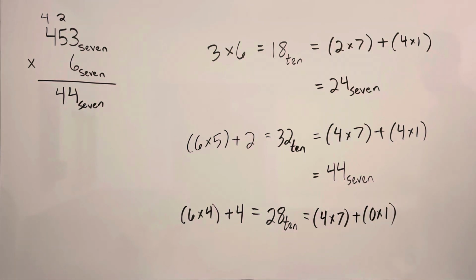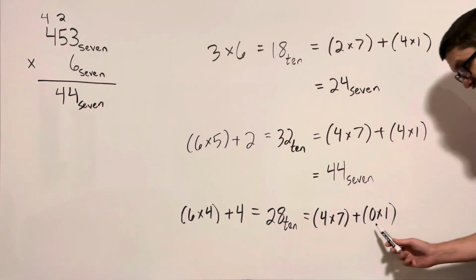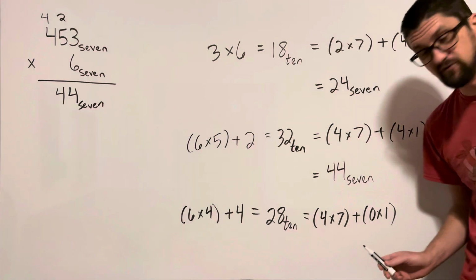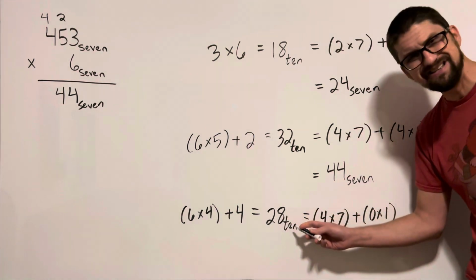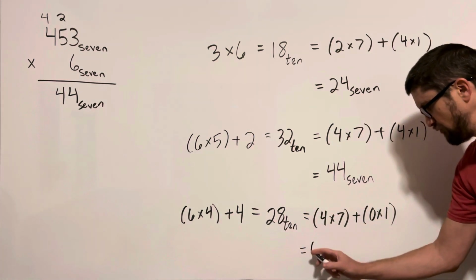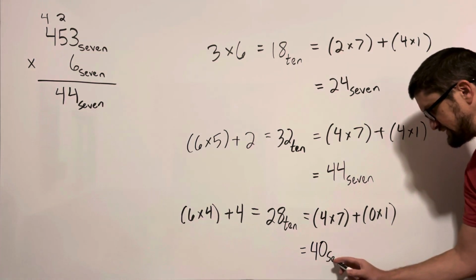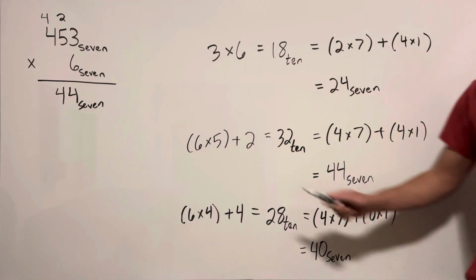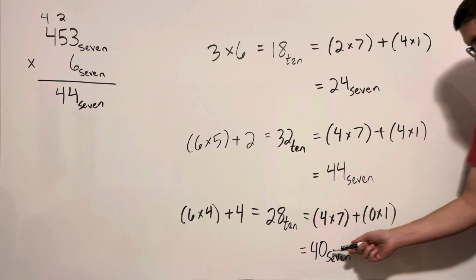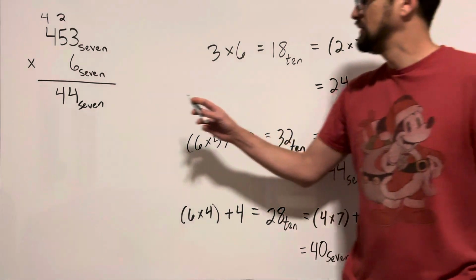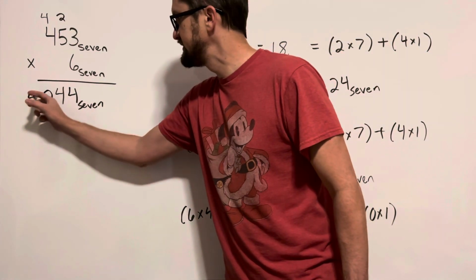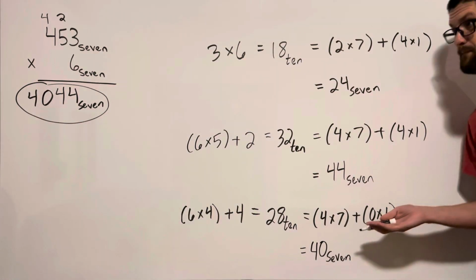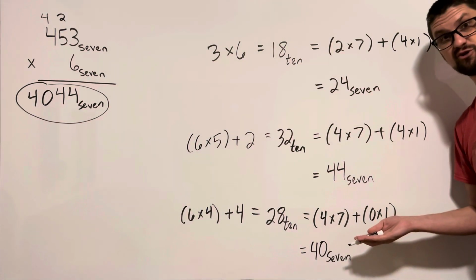You have to figure out how many groups of 7 you have and how many groups of 1 you have. So we have 4 groups of 7 and 0 groups of 1. So 28 base 10 is the same thing as 40 base 7. Now since that's the last one to do over there, I'm going to take this 40 and put it right here. All right, so that's how you want to multiply base 7 numerals. There you go.